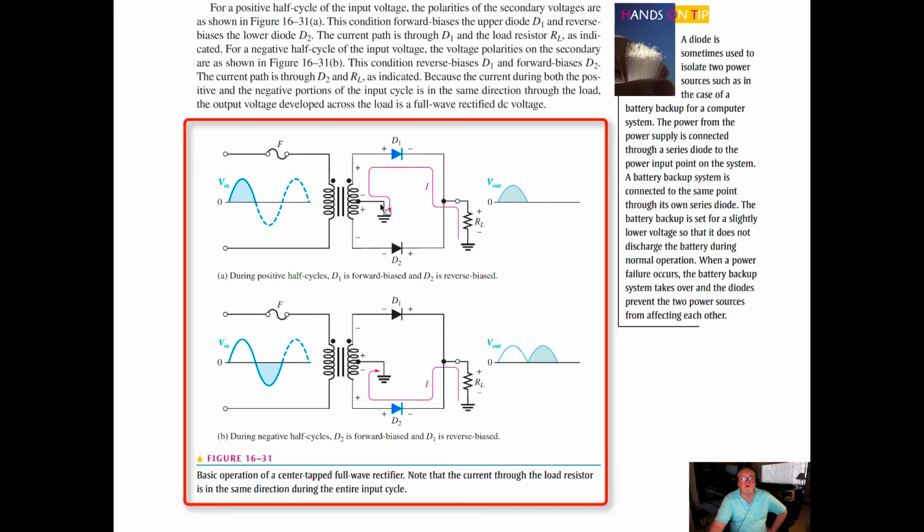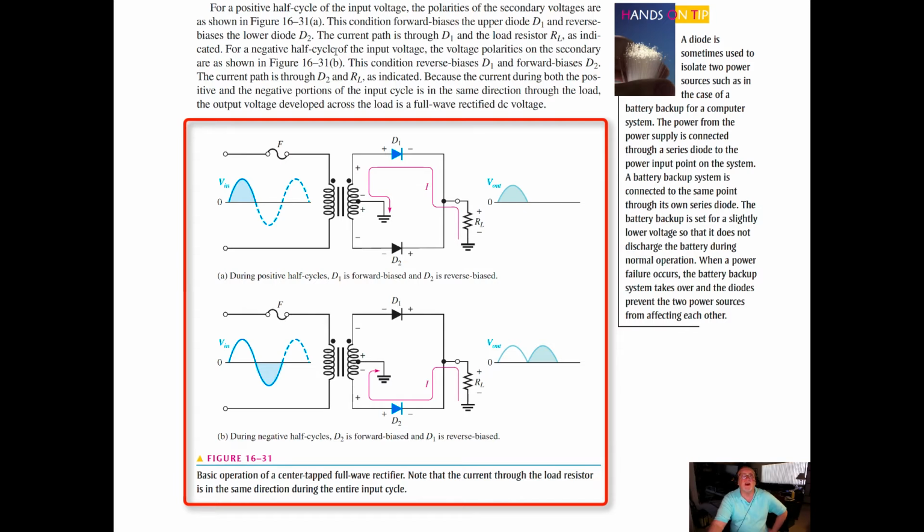We can see what's happening here during the first alternation, the positive alternation: the current flows once the diode is triggered into conduction, and we get our output Vout, positive. This condition forward biases D1 and reverse biases D2. The current path is through D1 and the load resistor as indicated.